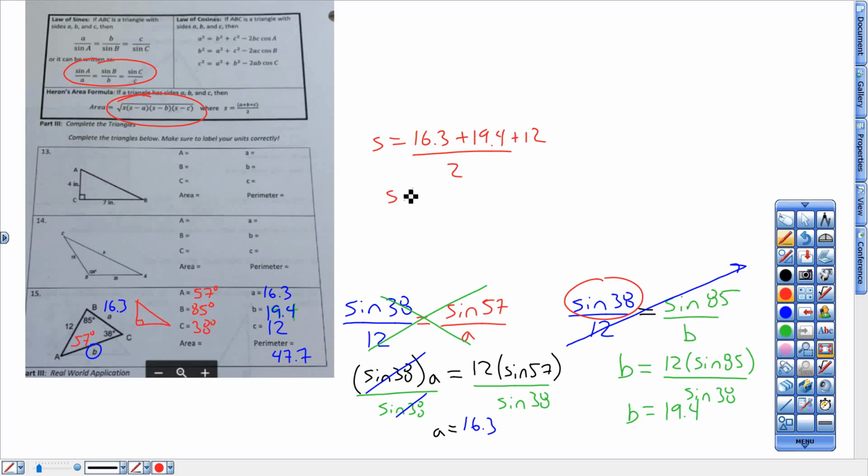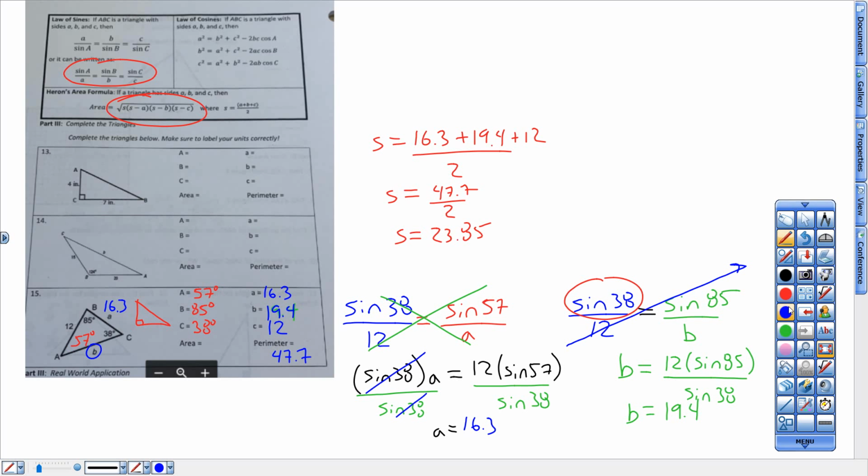That'll give me what S is first. So here I go. 16.3 plus 19.4 plus 12 equals 47.7 divided by 2. S equals 23.85. And then, of course, A is 16.3, B is 19.4, C is 12.